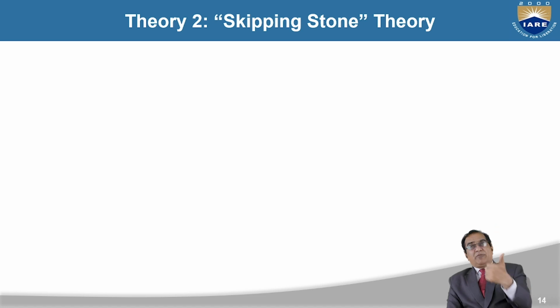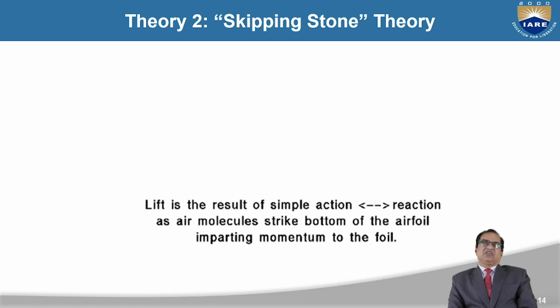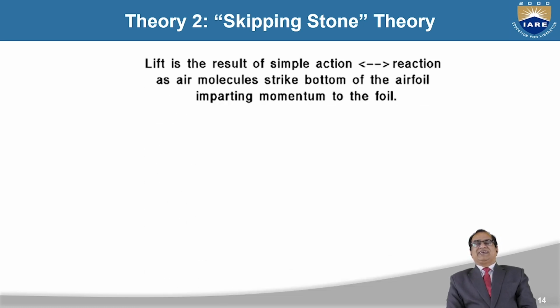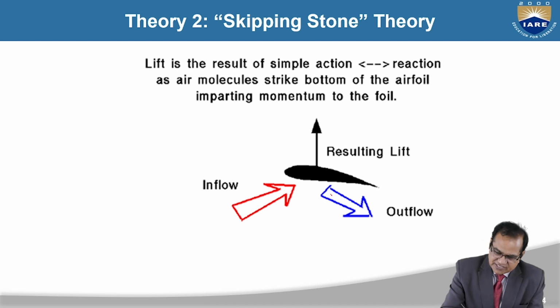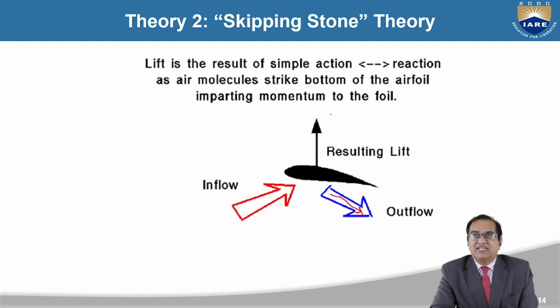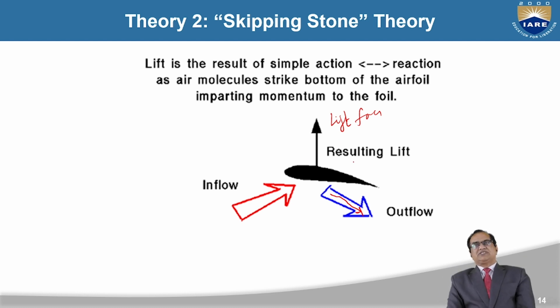So there is a change in momentum, and the rate of change of momentum is a force by the second law of motion. So lift is the result of simple action and reaction. As air molecules strike the bottom of the airfoil, they impart momentum to the airfoil. If you can see here, that is the inflow. It is hitting the airfoil and then reverting in this direction. So there will be a resulting force in the upward direction, and this is called the lift force. It is due to the skipping stone action and reaction, and Newton's third law is applied in this also.